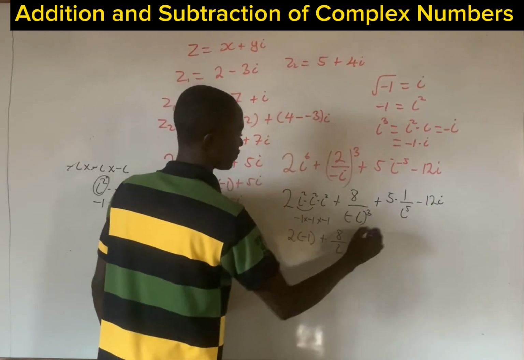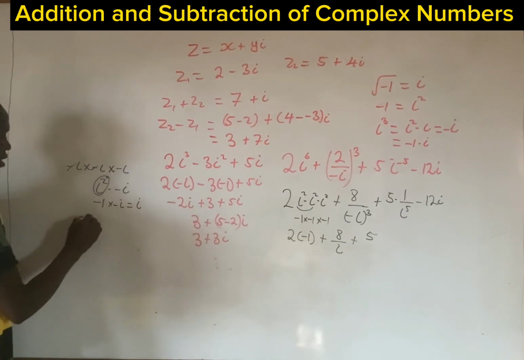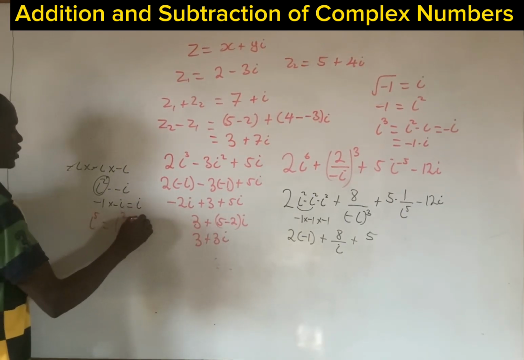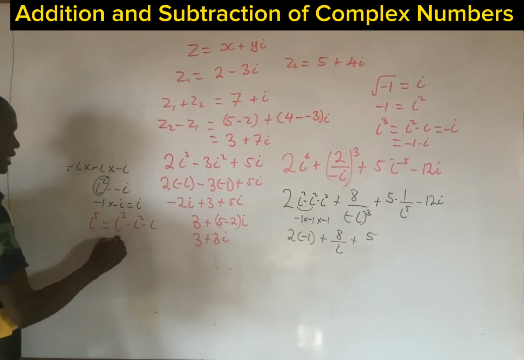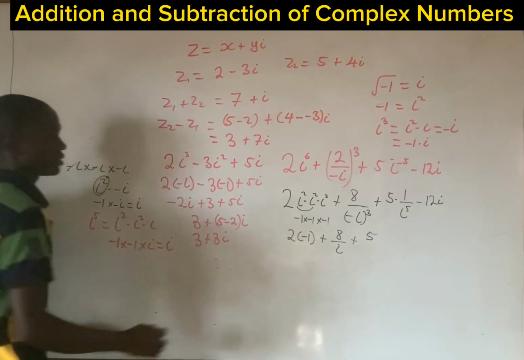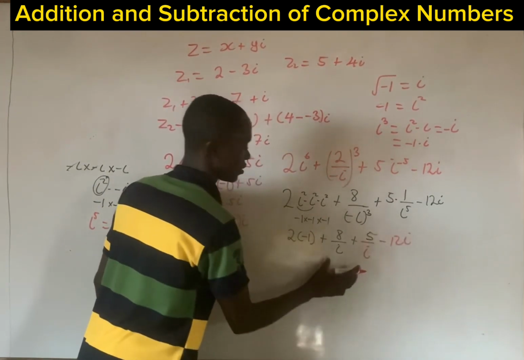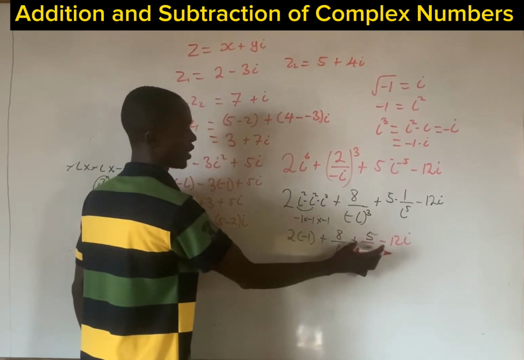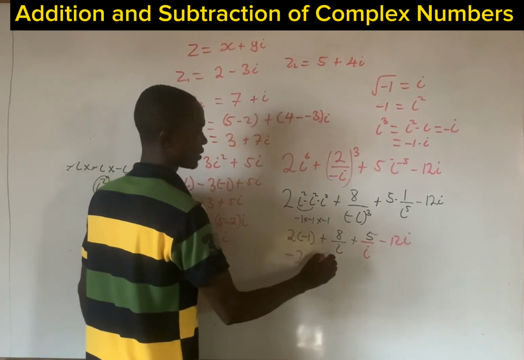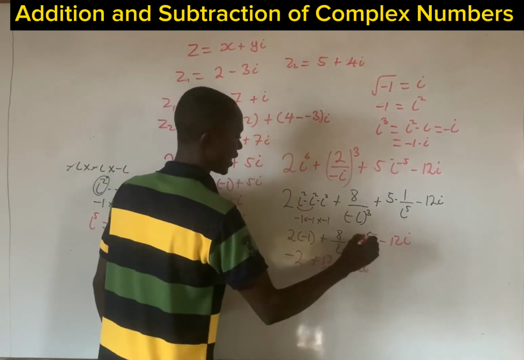1 is 5. Now let's take i to the power 5. i to the power 5 is simply i squared times i squared times i. This gives negative 1 times negative 1 times i, which gives i. So this one is divided by i, minus 12i. So these are like fractions. So if I add them together, I have minus 2 plus 13 divided by i, minus 12i.